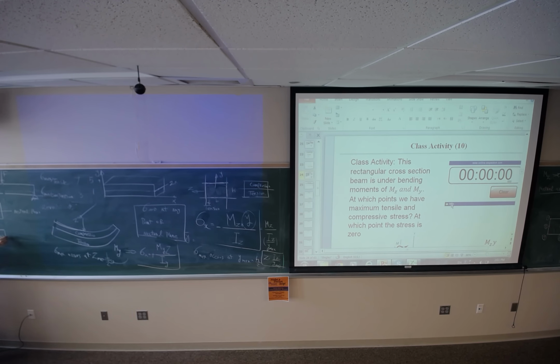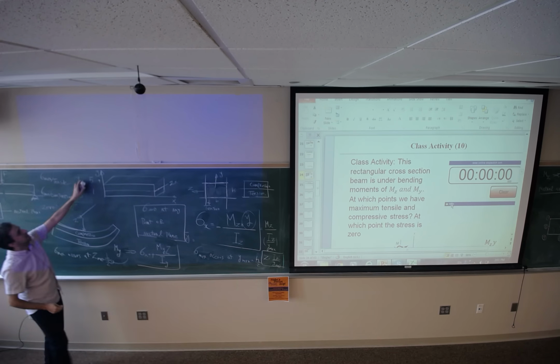Now, point 1, point 2, 3, 4, 5, 6, 7, 8. Which point sees the maximum tensile stress? Point 7 is going to see the maximum tensile stress, because it has the greatest distance from this axis. So point 7 is going to see the maximum tensile stress.